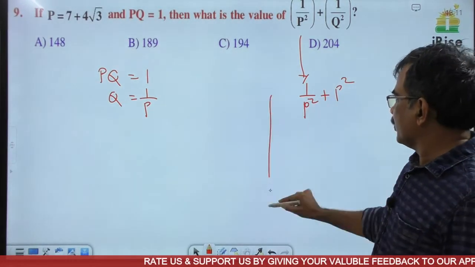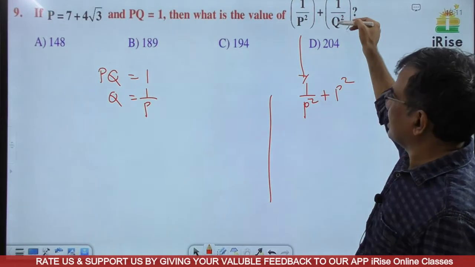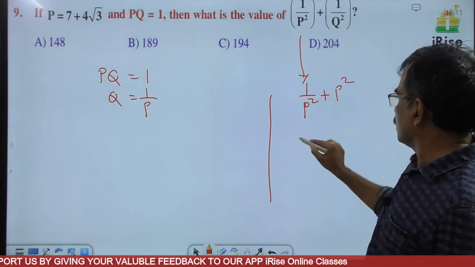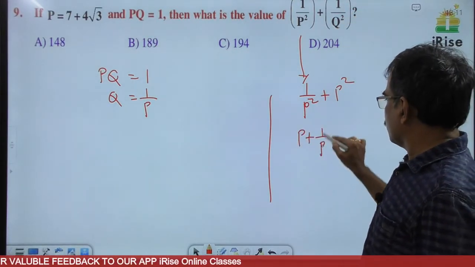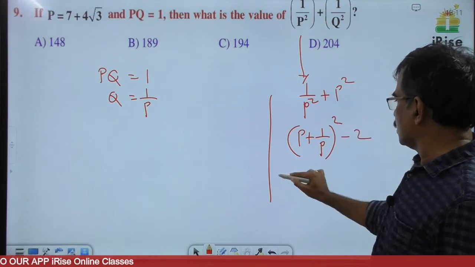Already this type of question has been solved. Q is nothing but 1 by p, so this is p square. This can be written as p plus 1 by p whole square minus 2. This is the actual question.